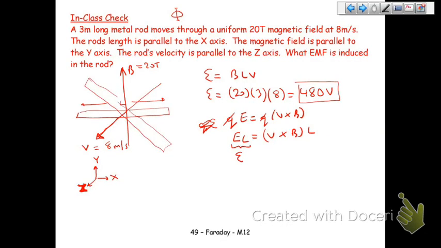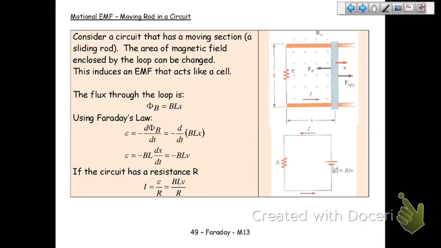Which angle is it? Like the angle between the rod and the magnetic field? It's V cross B, so it's going to be that angle there. That's the cross product, between the magnetic field and the velocity. But there's also, I think, some angular assumptions in that bit as well. Okay, so now let's play with it a bit more.